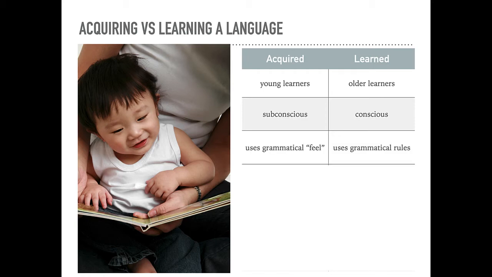Acquiring language forms a grammatical feel. This means that phrases will just sound right or sound wrong, but your child may not know why. We do this all the time in our first language. Something just doesn't sound quite right, so we keep trying until it does. But we may not even know the rule that makes it right once we get it right. In contrast, learning a language results in knowing the grammar rules and consciously applying them.